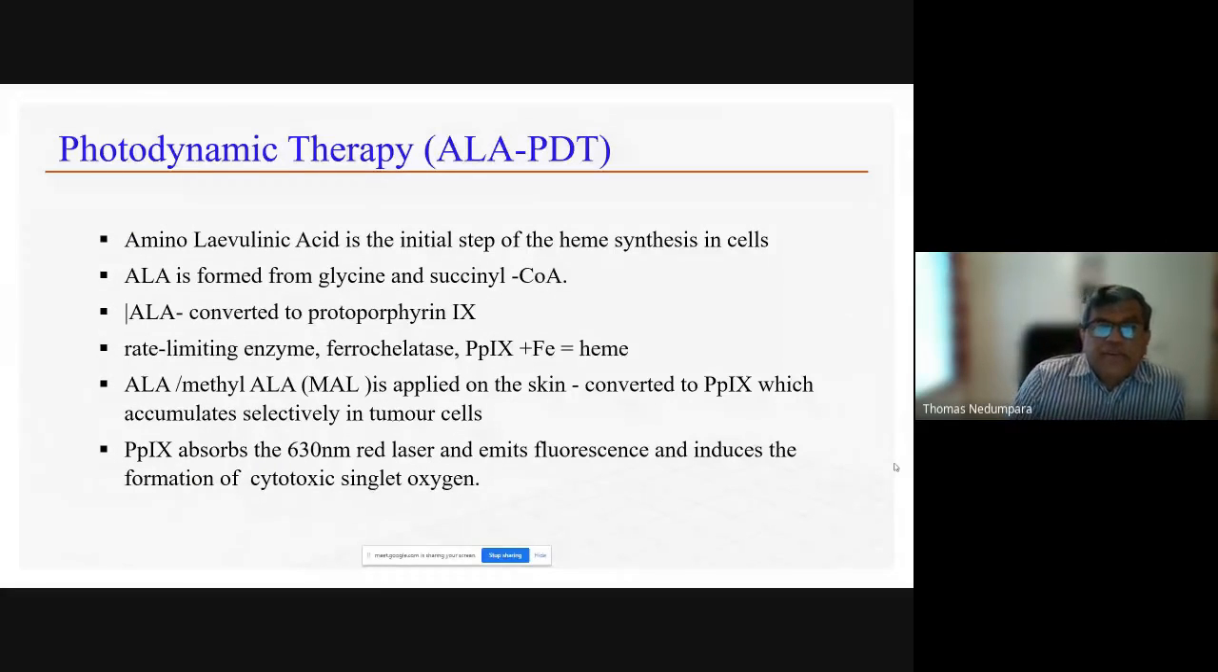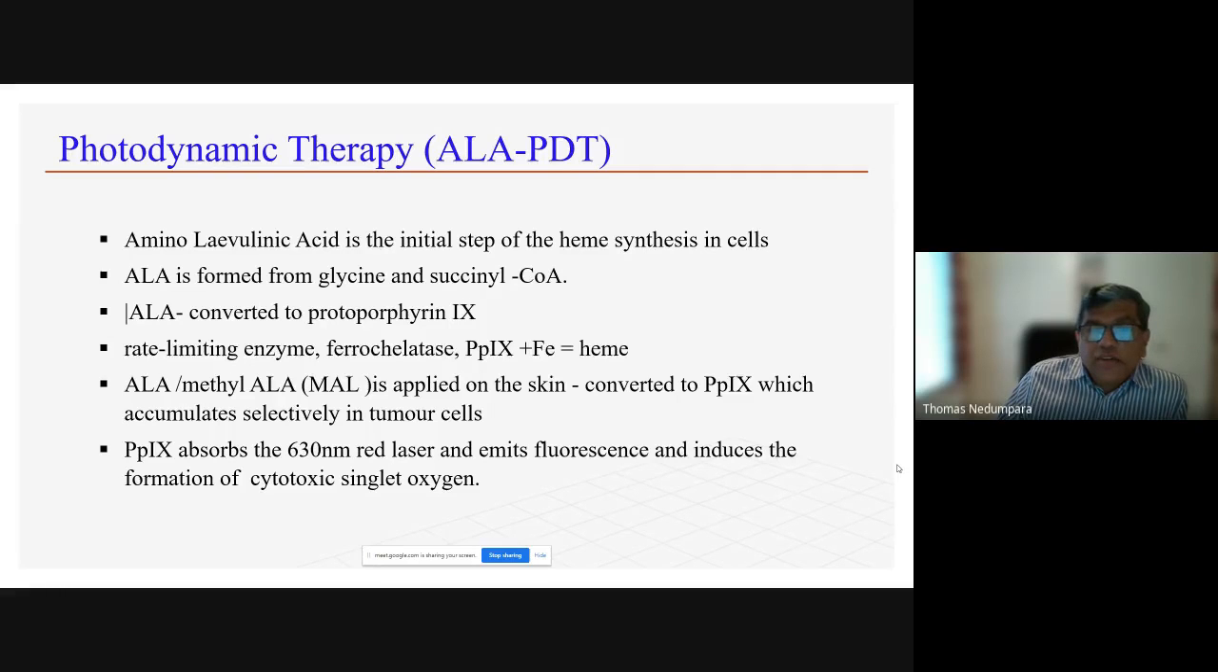Photodynamic therapy. So in the body, succinyl coenzyme A and glycine combine to form aminolevulinic acid, which is converted to protoporphyrin IX. Protoporphyrin IX is a sensitizing agent. So protoporphyrin IX combined with iron forms heme. But ferrochelatase is a rate limiting enzyme. So only a limited amount of protoporphyrin IX can be converted to heme.